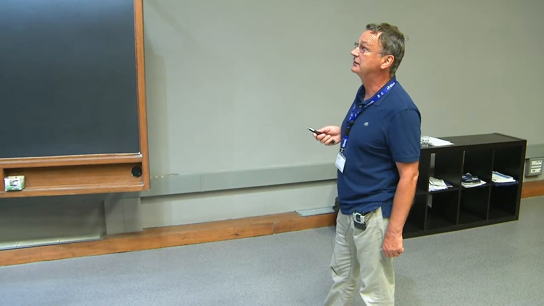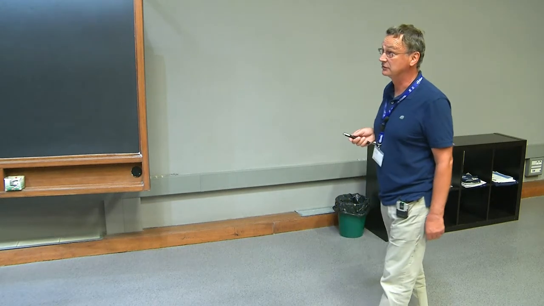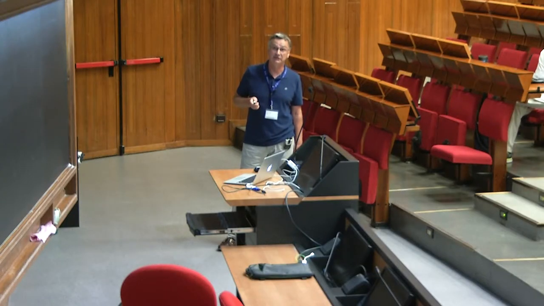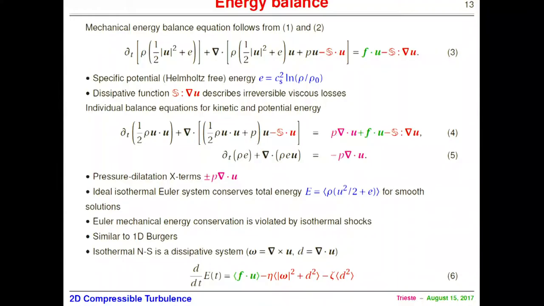Okay, you can also split the total energy balance equation into two balance equations, for the kinetic energy and for the potential energy separately. There you see the exchange terms, the pressure dilatation term, which enters with a plus here and with a minus here, so they cancel out each other. Forcing goes directly into the kinetic energy balance, and viscous dissipation dissipates kinetic energy only. So this total energy is conserved, but only for smooth solutions, because as soon as you get isothermal shocks, energy is not conserved in isothermal shocks. And this is similar to what happens in the one-dimensional Burgers system, okay?